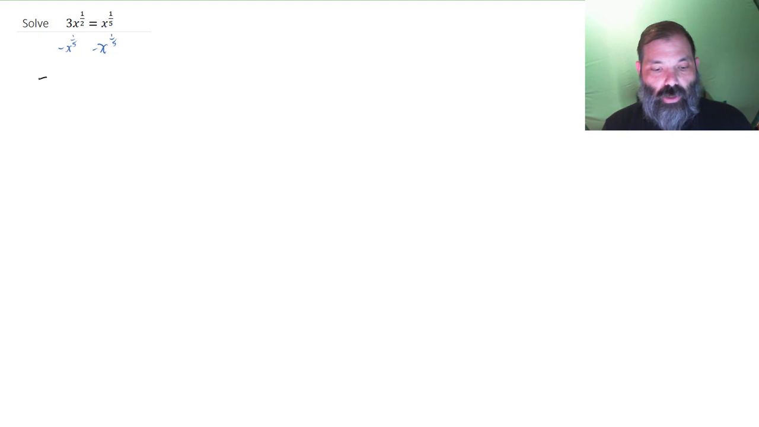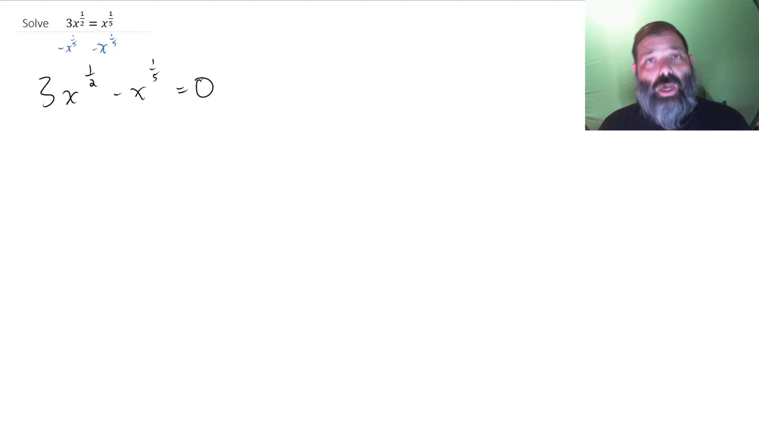So I'll rewrite the equation then as 3x to the 1/2 minus x to the 1/5 is equal to 0. I'm going to treat this now as if it's a polynomial equation. I'm going to factor out a common factor. Now it's tricky to determine what to factor out, but just like with polynomials, we want to factor out the lowest exponent that's present between all the terms that have the variables. So here we have x to the 1/2, we have x to the 1/5.